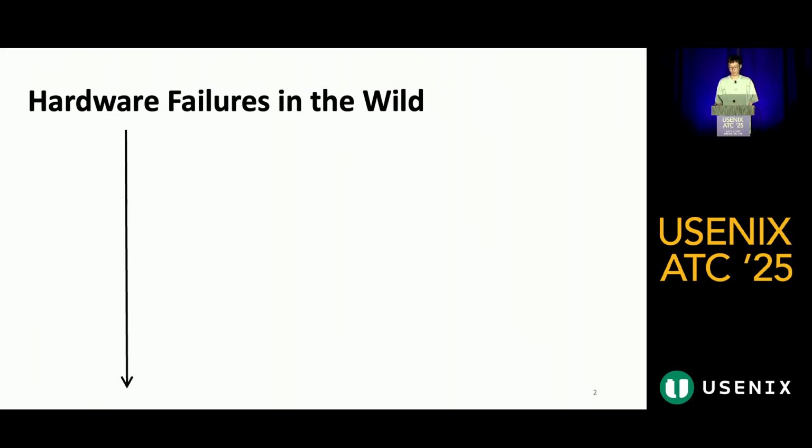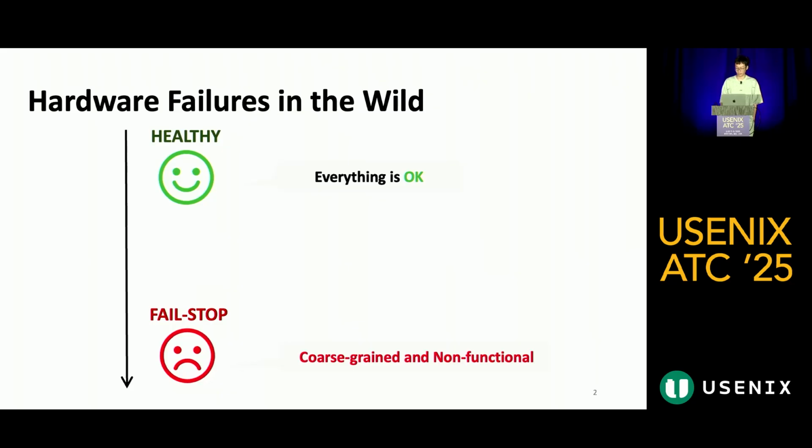Hardware failures are widely studied by academia and industry. Based on the state of the hardware, we can classify it into three categories. The first is healthy hardware, which means everything is okay. It has full functionality with the expected performance. The second is fail-stop hardware, which cannot perform any functionality. For example, software cannot read or write from a fail-stop disk. Such hardware failures are widely studied by academic and industrial papers.